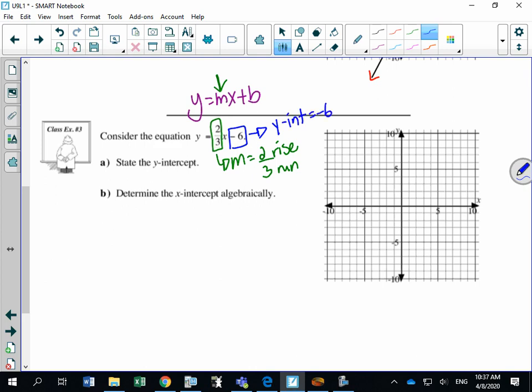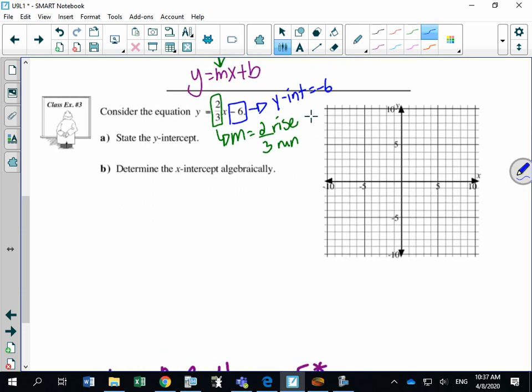If I said, okay, graph this for me, do you remember from class example 2, where do you start? Do you start at the slope or the y-intercept? Well, you can't follow the slope unless you have a point. And the point is always the y-intercept. So where I need to start is at my y-intercept. And then from here, I follow my slope. So I rise 2 and I run 3.